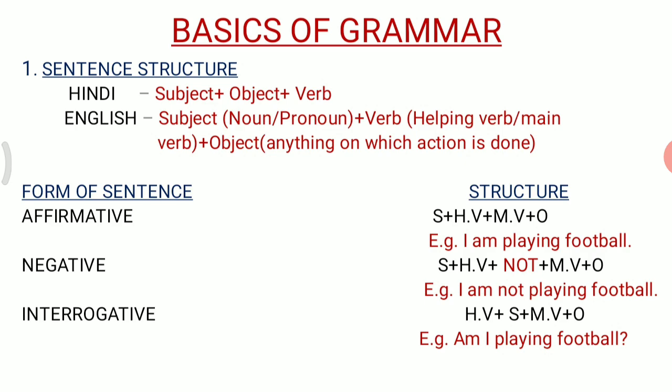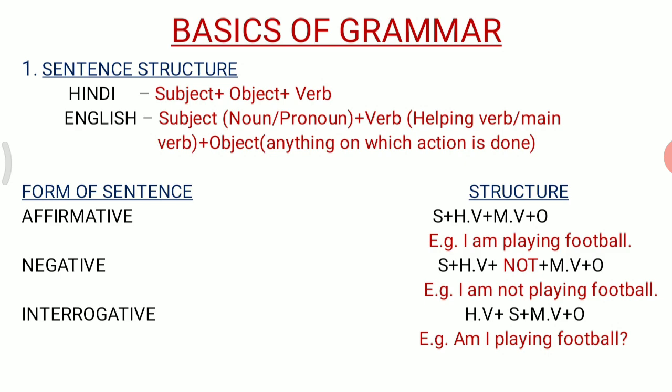I am playing football. Here, I is your subject, am is your helping verb, playing is your main verb, and football is your object. And if you want to make any sentence a negative sentence, what you have to do is simply add not. So, I am not playing football. If you are adding not there, it means you are speaking a negative sentence.